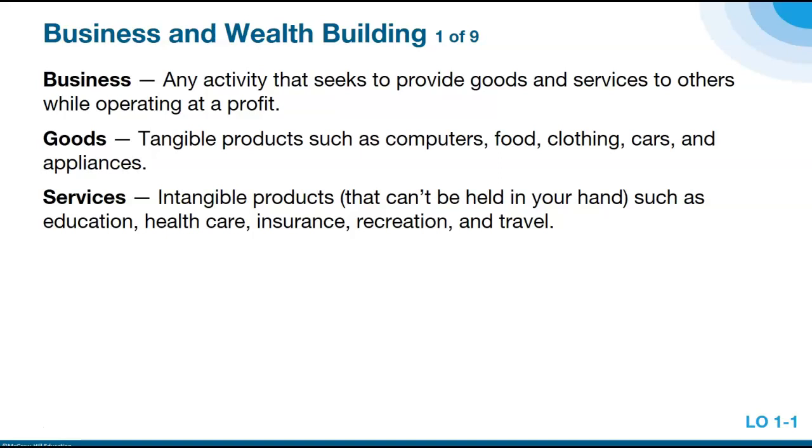Goods, things that we can sell. A car is a good. A textbook is a good. A laptop is a good. Services are things that are less tangible. Of those two aspects, goods and services, which is a larger part of our economy?